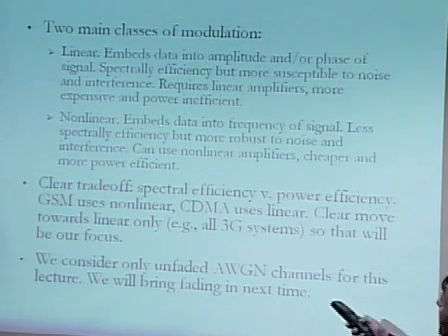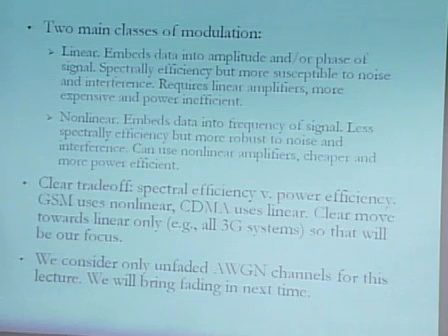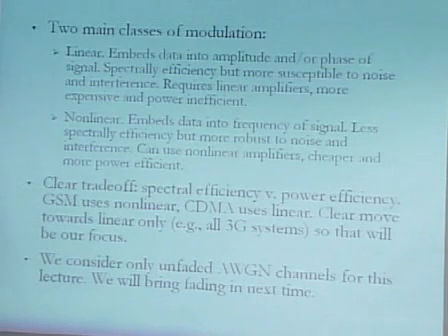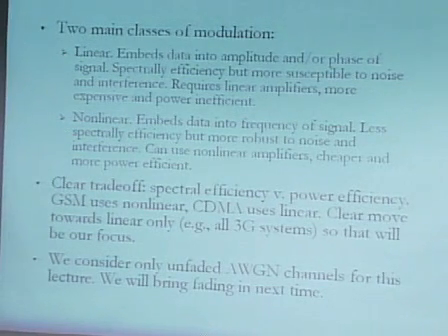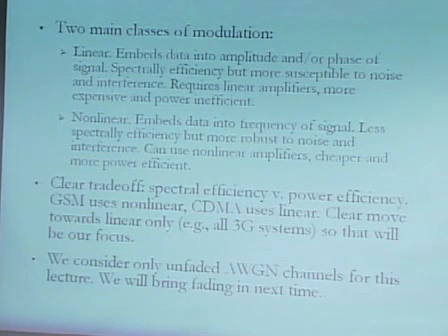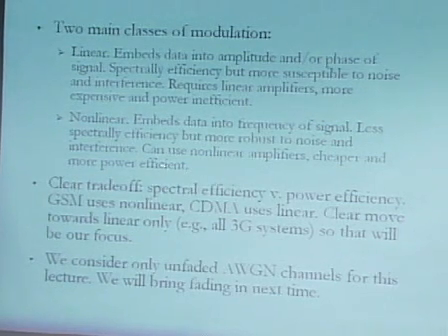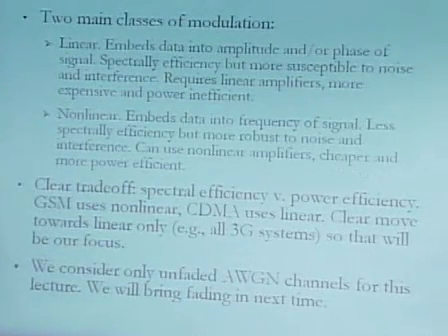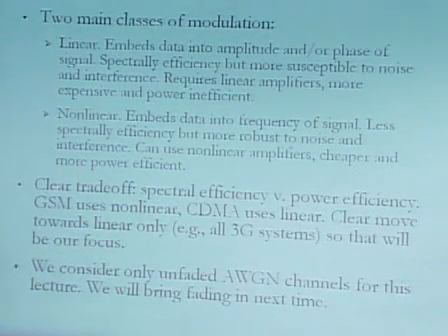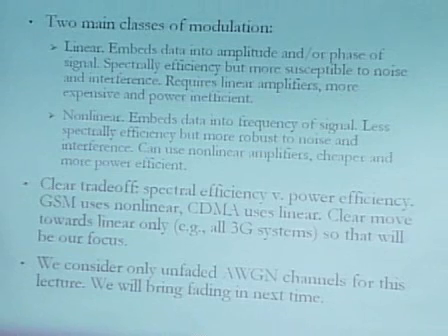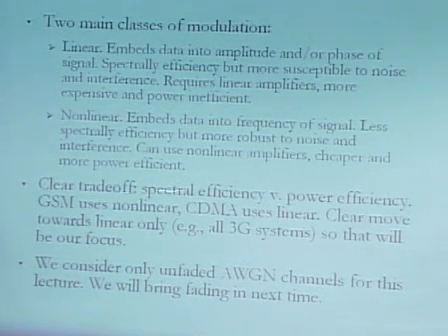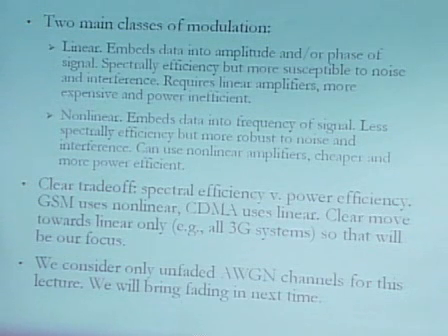The second class of modulations is the class of nonlinear modulations. And in this case, we embed the data into the frequency of the signal. So these modulations are spectrally less efficient, but they are more robust to noise, and they can use nonlinear amplifiers. So these amplifiers are cheaper, and they're more power efficient. So they don't dissipate so much power into heat. So that's the trade-off, right? There's a clear trade-off between spectrum efficiency and power efficiency.